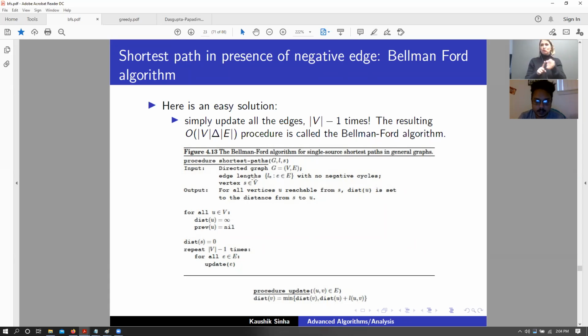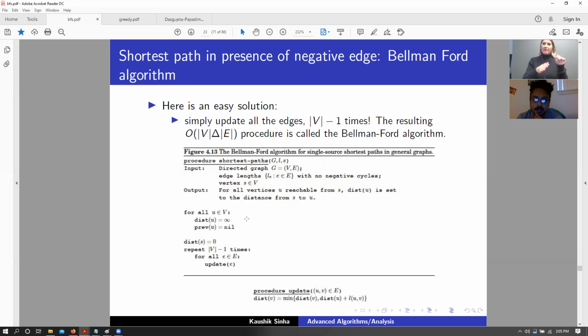So we need to also take that particular situation into account. Given a graph, given the length of the edges, and given a starting vertex S that belongs to the set V, what we need to figure out is the shortest path starting from S to all other vertices, right? So this is a single source shortest path algorithm.